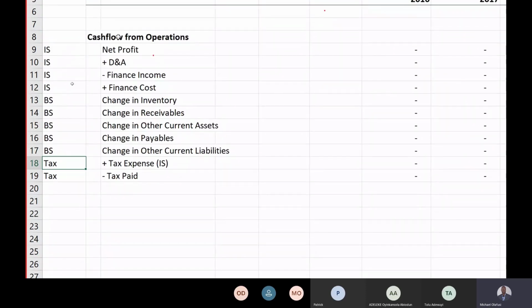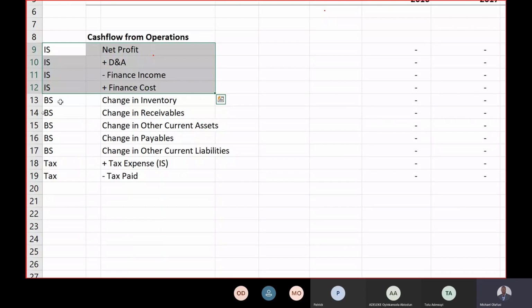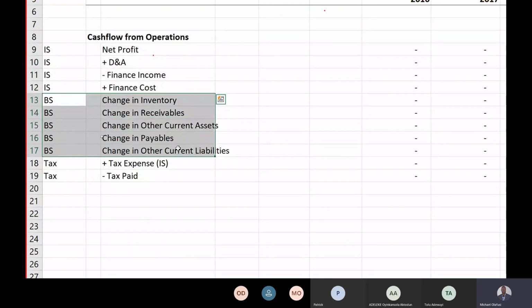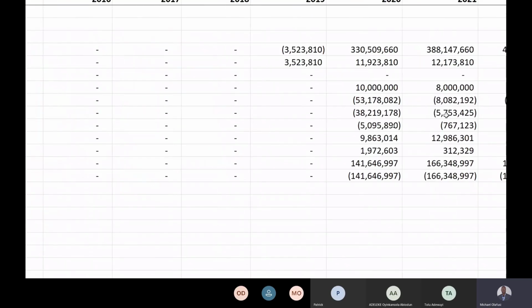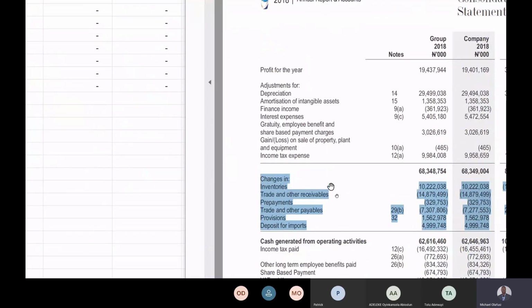Remember, you start with your profits, you adjust for non-cash items in your income statement. So you adjust for all the things that did not impact cash. Then you go to the working capital, which are things related to your current assets and current liabilities. So change in inventory, change in receivables, change in other current assets, change in payables. If you look at the PDF file I opened of the Nigerian Breweries, you will see the pattern is similar.